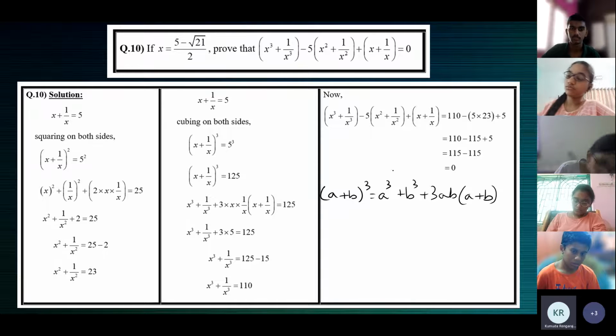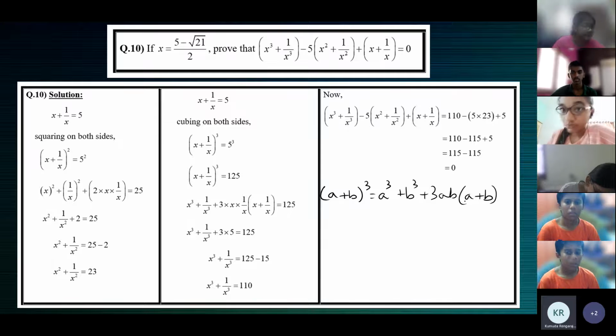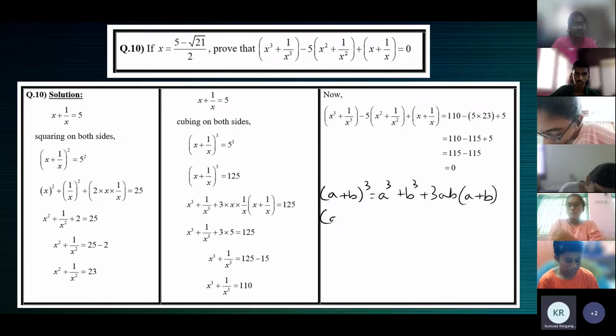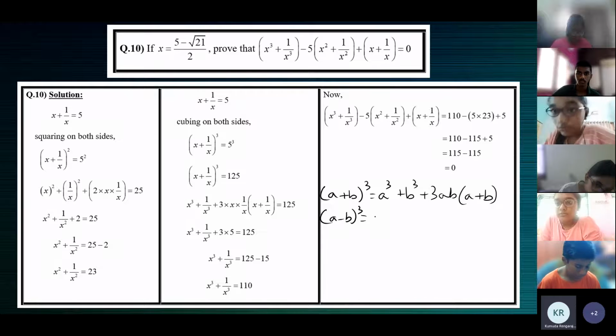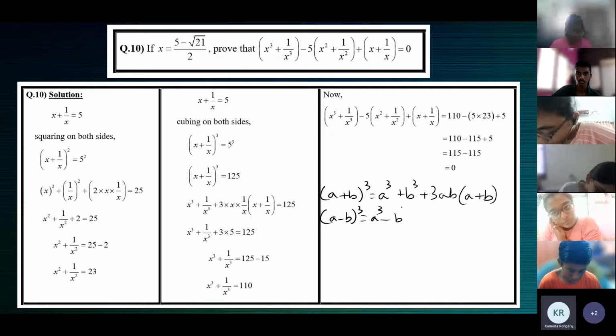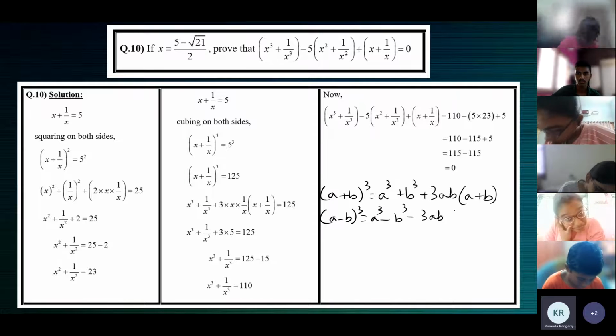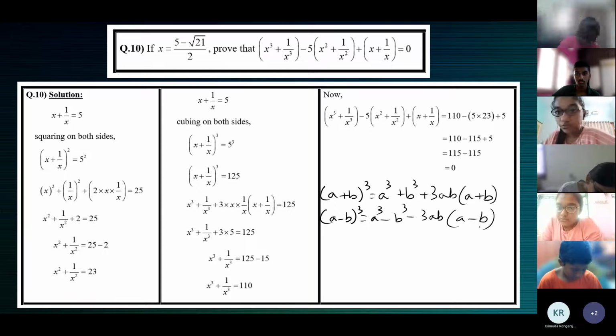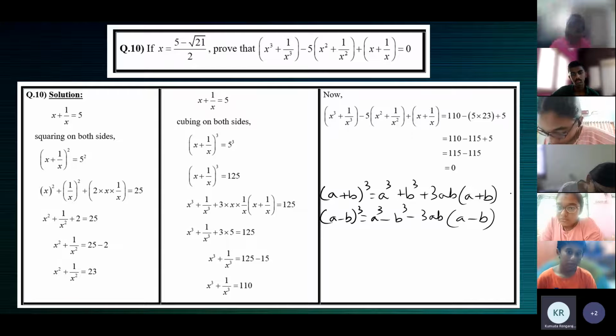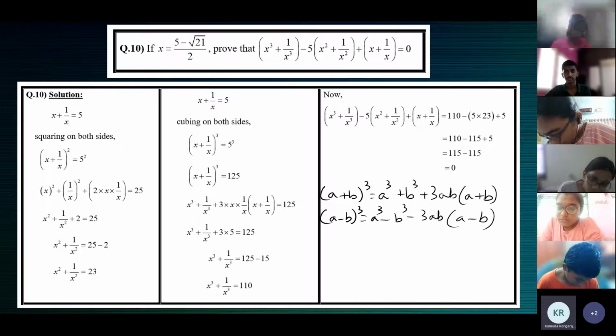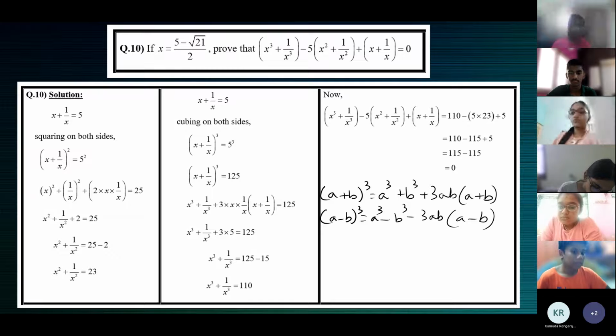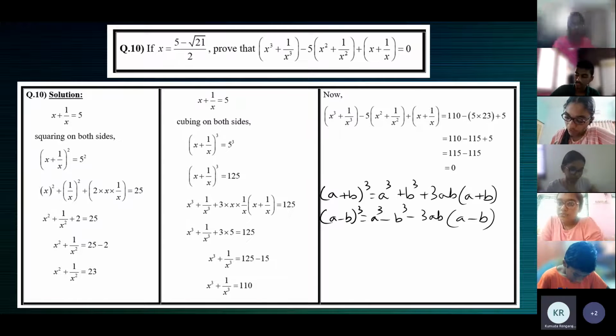(a + b)^3 is a^3 + b^3 + 3ab(a + b). (a - b)^3 is a^3 - b^3 - 3ab(a - b). There is another way of having this identity. We'll see that in the next chapter. Now for this chapter, this is enough for you. Please make a note of these two identities.